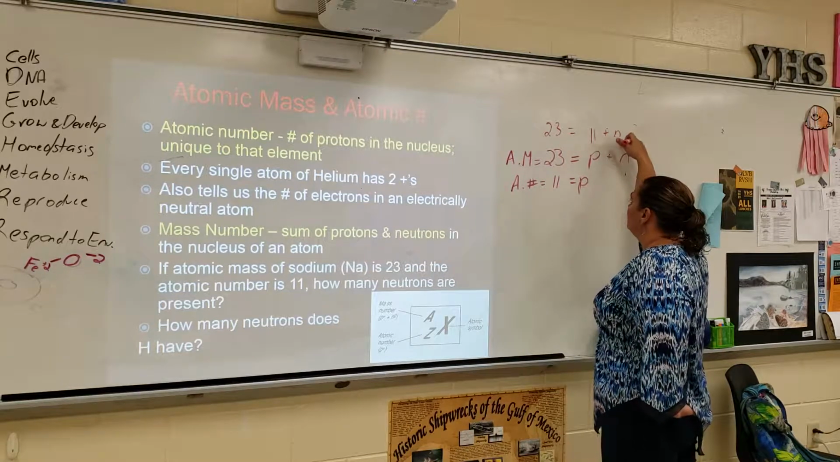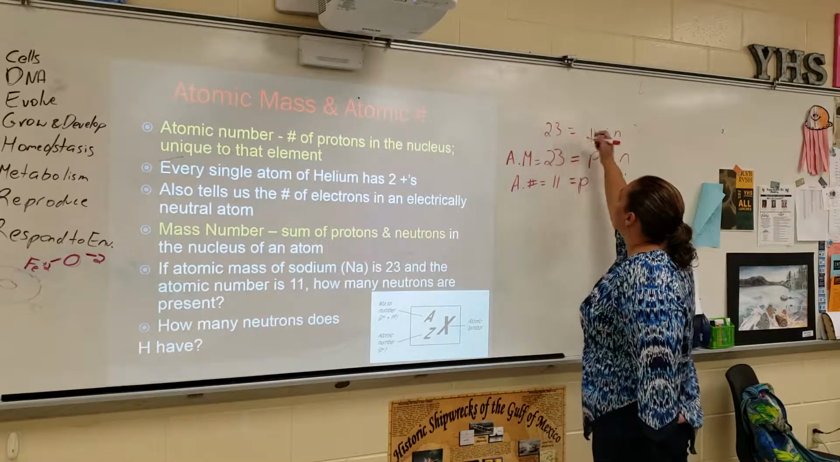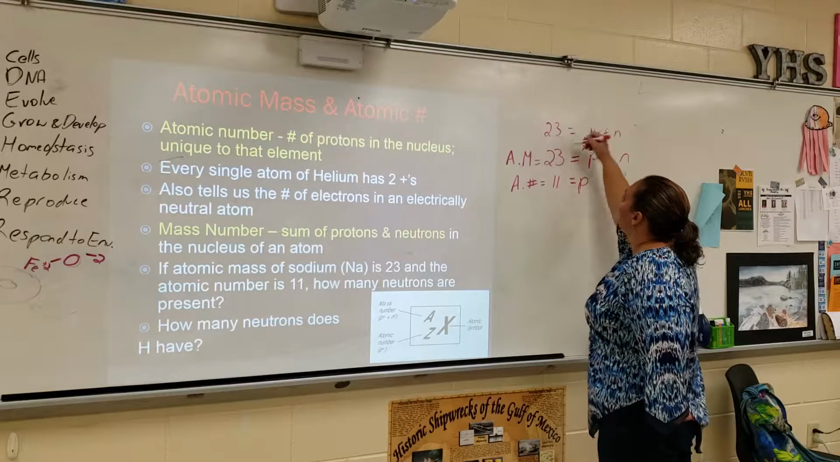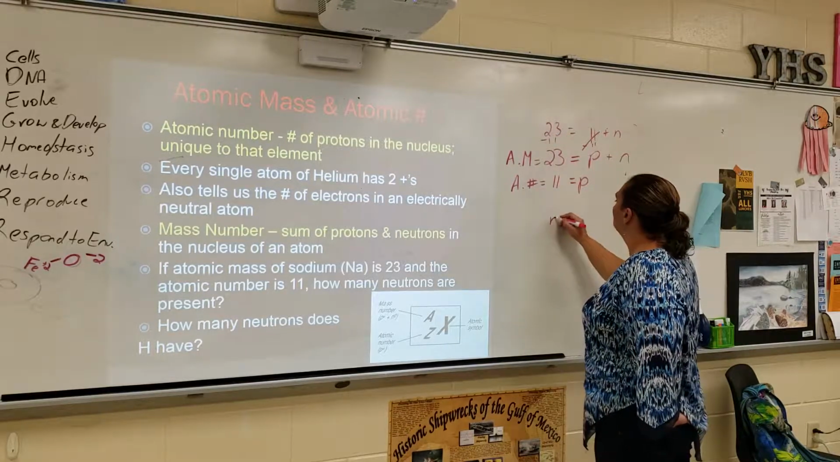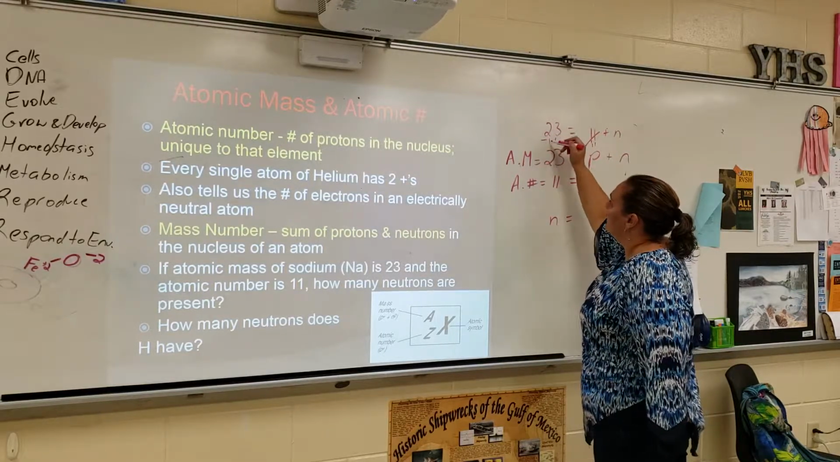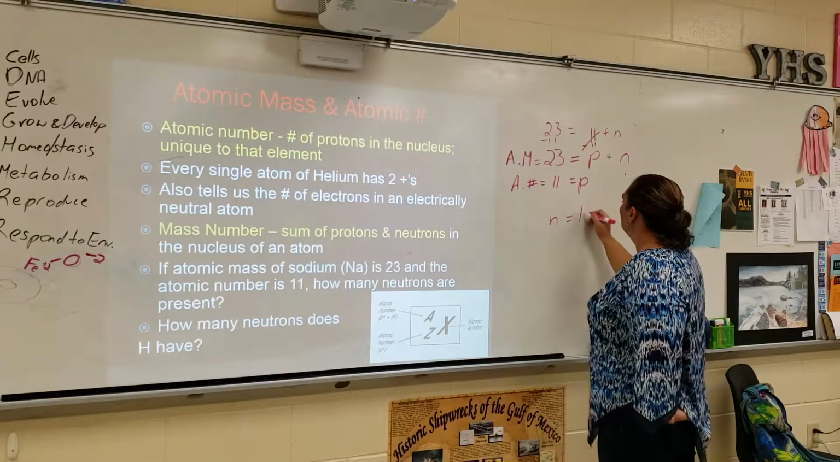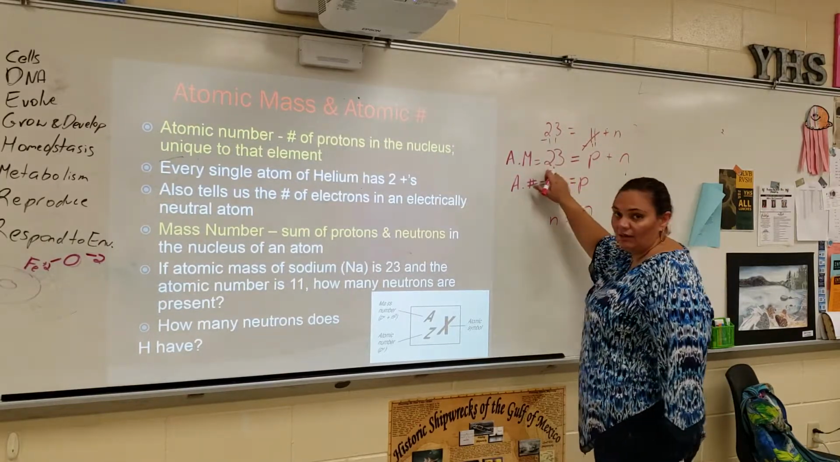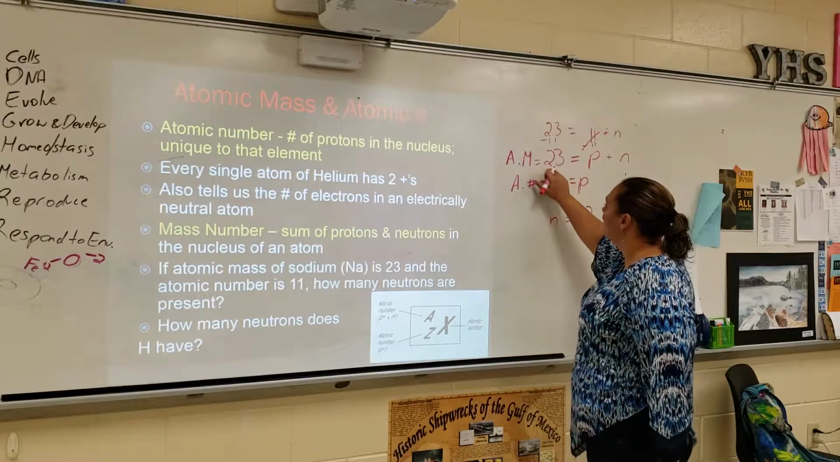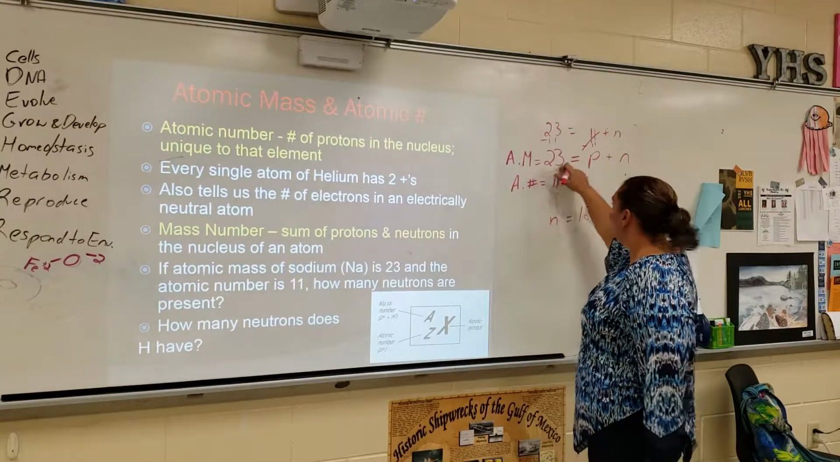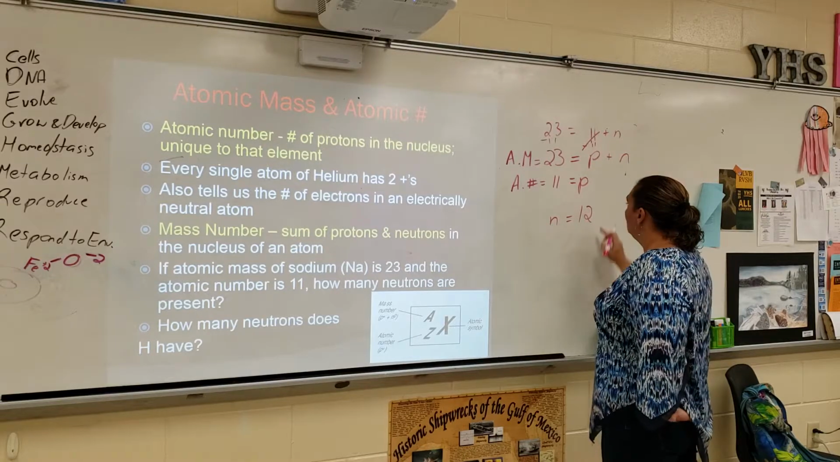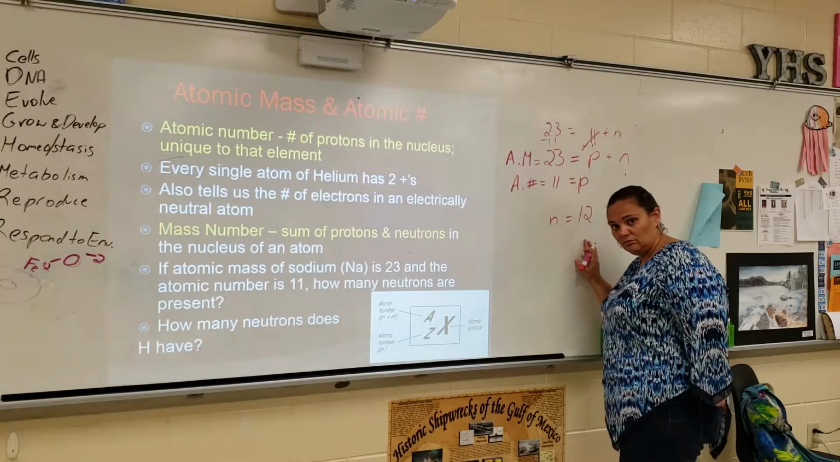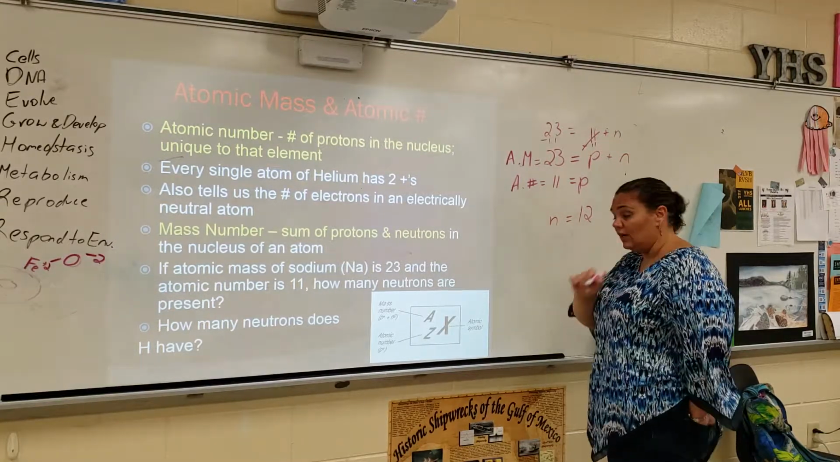So I'm going to take 11 from both sides. 23 minus 11 equals 12. So I now know that this particular atom of 23 for sodium has 11 protons and 12 neutrons. Okay? Can you figure out how many electrons it has?